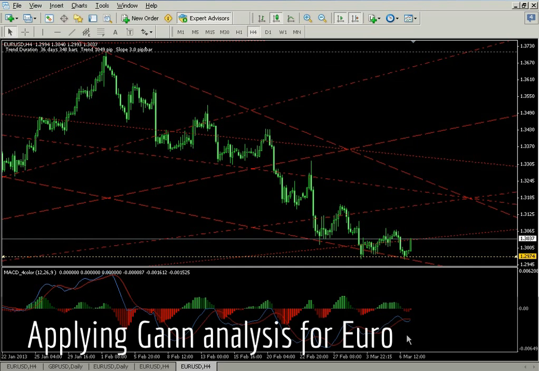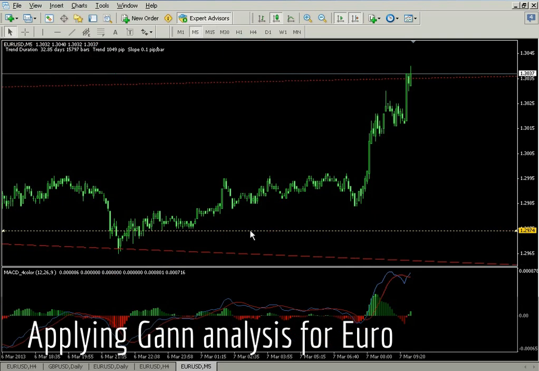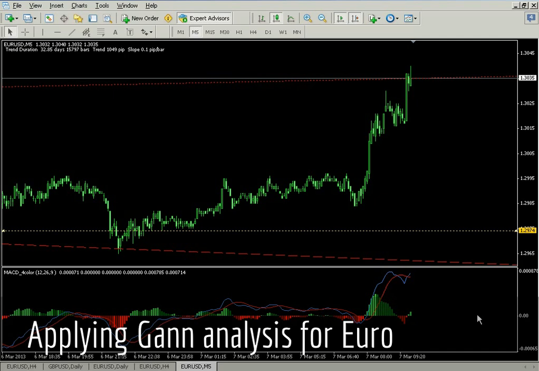But let's look at the 5-minute chart. On the 5-minute chart MACD is strongly in bullish territory, but it seems oversold. Price is just at the Gann line. So I think that this line could hold.